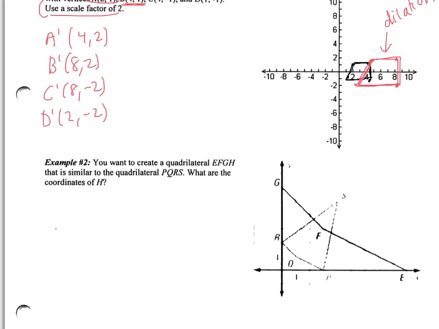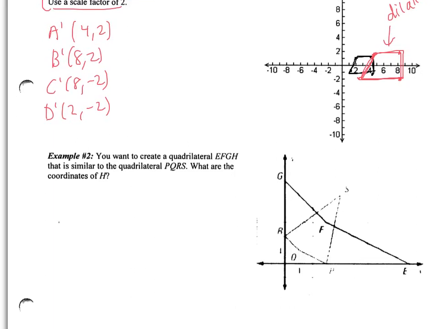So let's look at the second example. Example number 2 says you want to create a quadrilateral EFGH that is similar to the quadrilateral PQRS. What are the coordinates of H? I know that this is a little hard to see, but we have this figure right here, PQRS, and we want to make another figure similar to it, EFG, and then some point H. And we have to find where that point H is going to be.